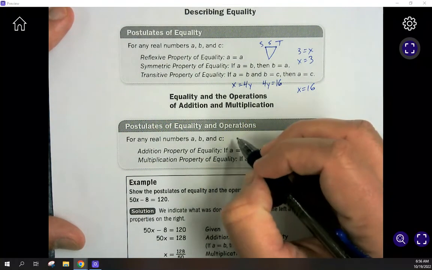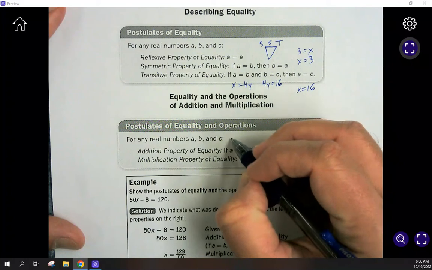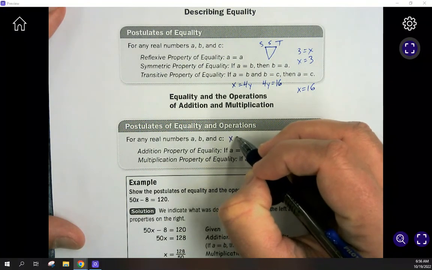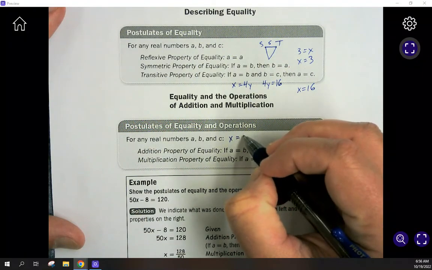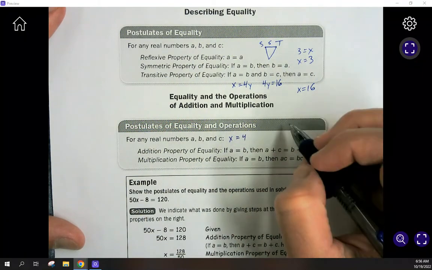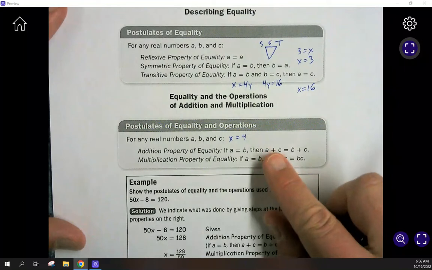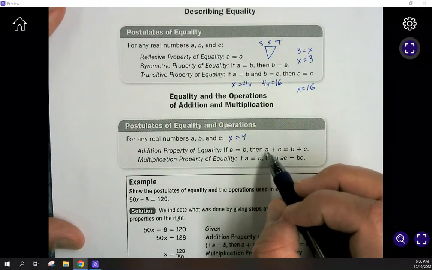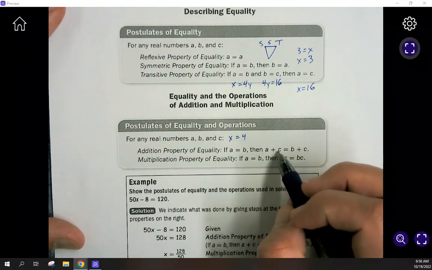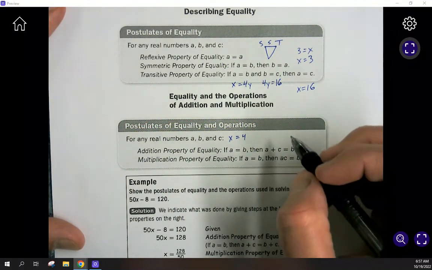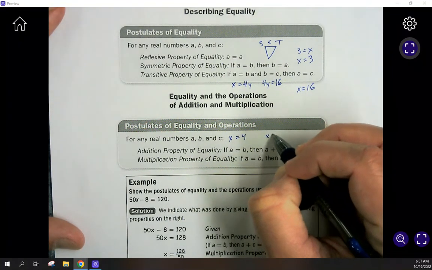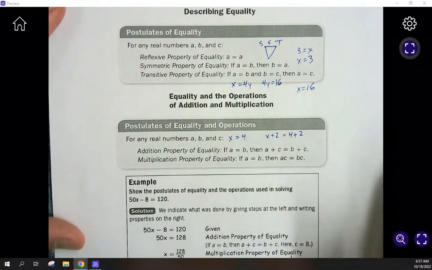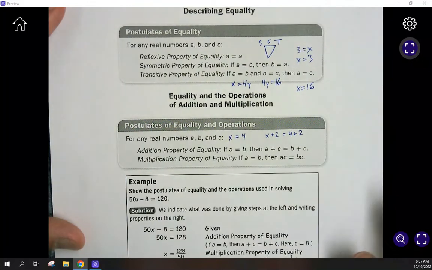Let's put some numbers in there. If x equals 4, then A plus C equals B plus C. If you look at these two parts, they both have the A and the B on the left and the right. They've just added a plus C on both sides. So I can say x plus 2 is going to equal 4 plus 2. I can add 2 to both sides.